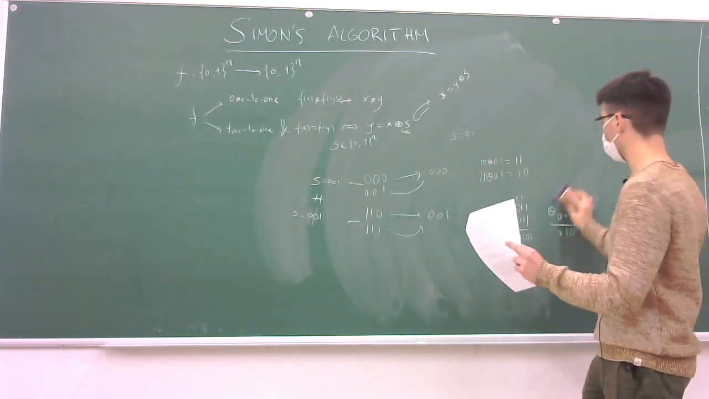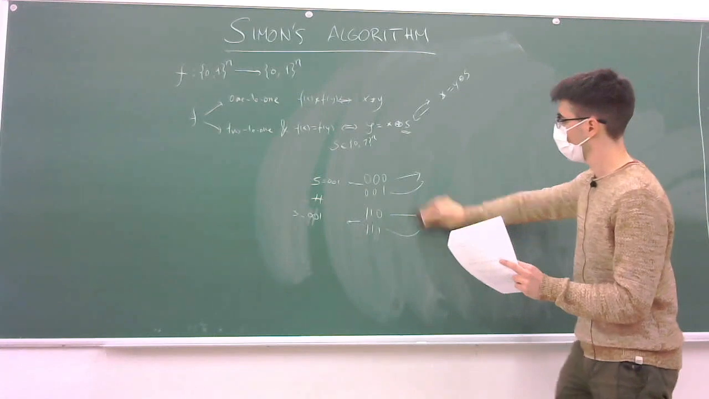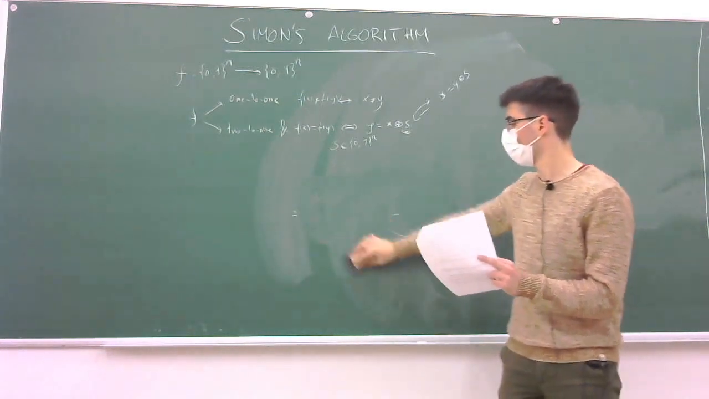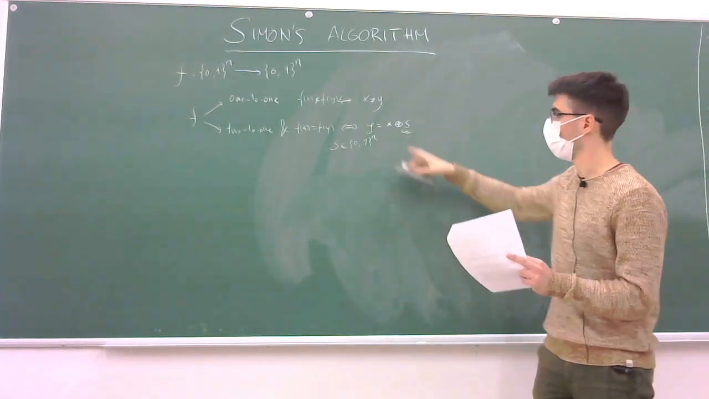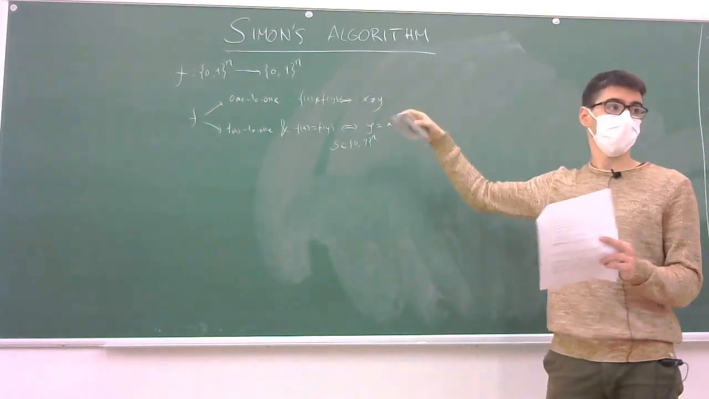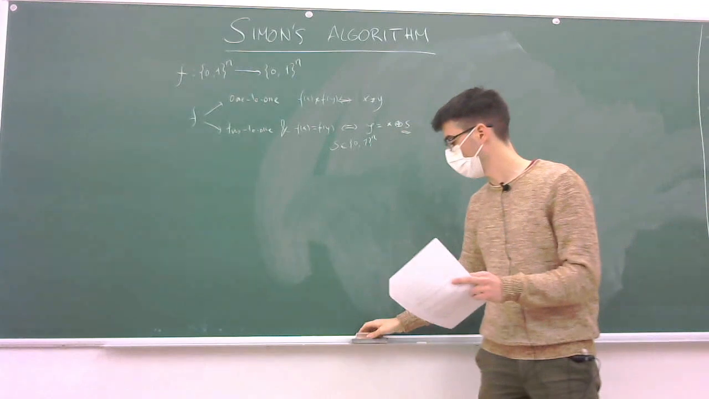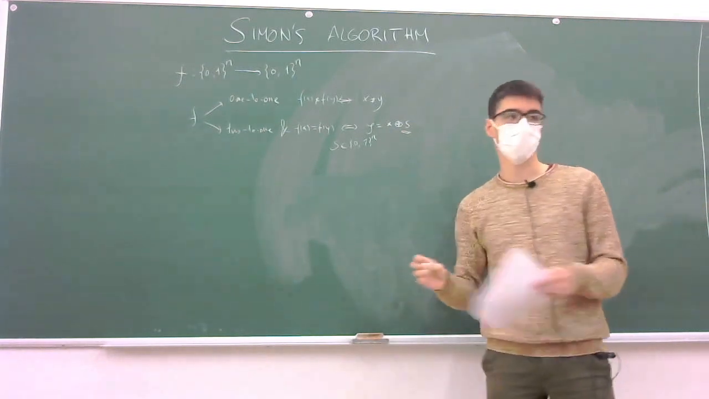Okay, so this is the problem that we have. We have a function which can be either 2-to-1 or 1-to-1, and if it is 2-to-1, there exists an S that defines the relationship between the two input values that go to the same output value.